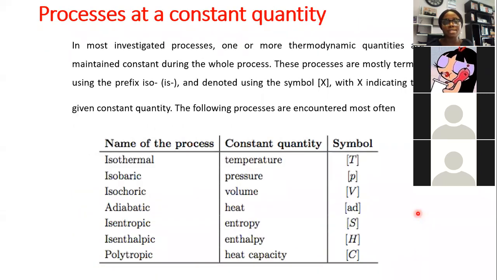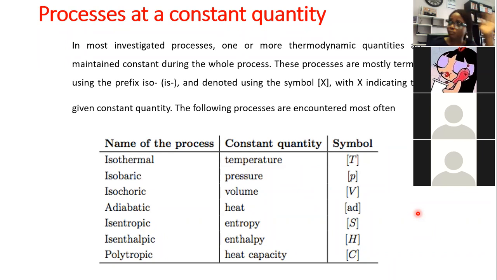Now, when you talk about processes at constant quantity, I'm sure you are familiar with some of these processes. In most investigated processes, one or more thermodynamic quantities are maintained constant during the whole process. These processes are mostly termed using the prefix iso. So you hear isothermic or adiabatic and stuff like that. Those mean processes at constant quantity. A summary of some of these processes has been listed on the table. You have isothermal, constant temperature; isobaric, constant pressure; isochoric, constant volume; adiabatic, constant heat; isentropic, isenthalpic, and polytropic.